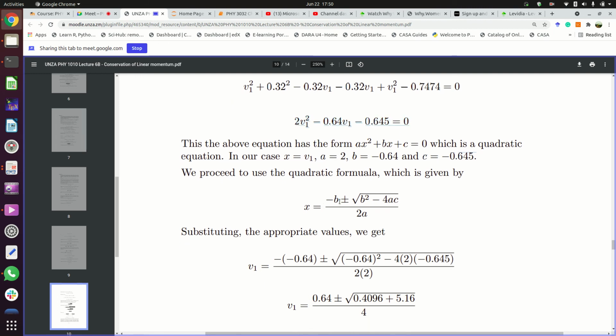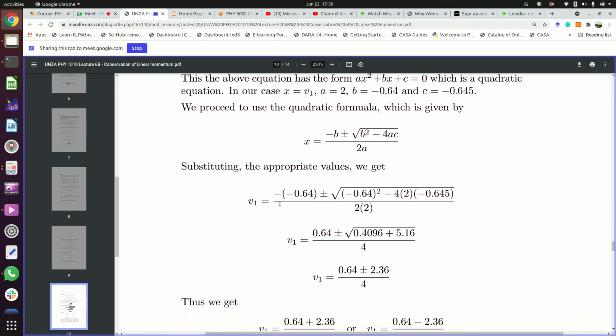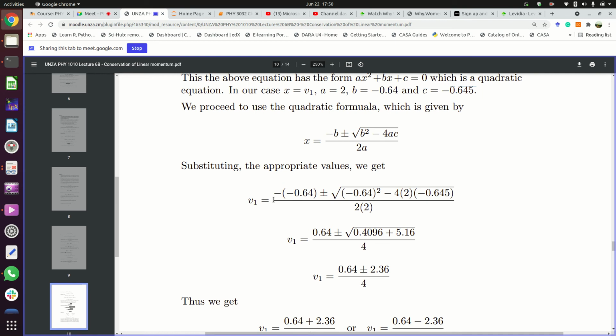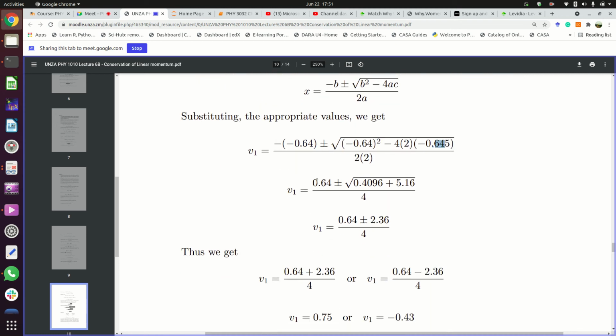x is equal to minus b plus or minus the square root of b squared minus 4ac, divided by 2a. When you substitute, we end up having this, where the substitutions have been made: plus or minus the square root of b squared, then minus 4 times a times c, then divided by 2a. So the whole thing ends up with v1 equal to 0.64 plus or minus the square root of 0.409 plus that and this. So v1 is equal to 0.64 plus or minus 2.36 divided by 4.